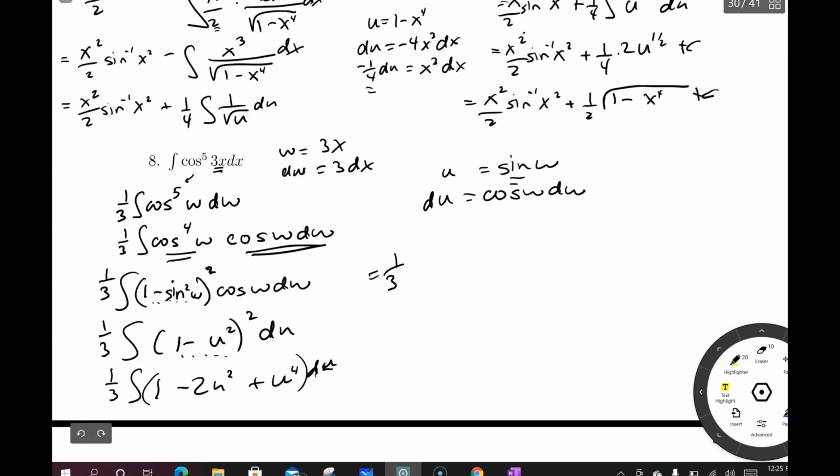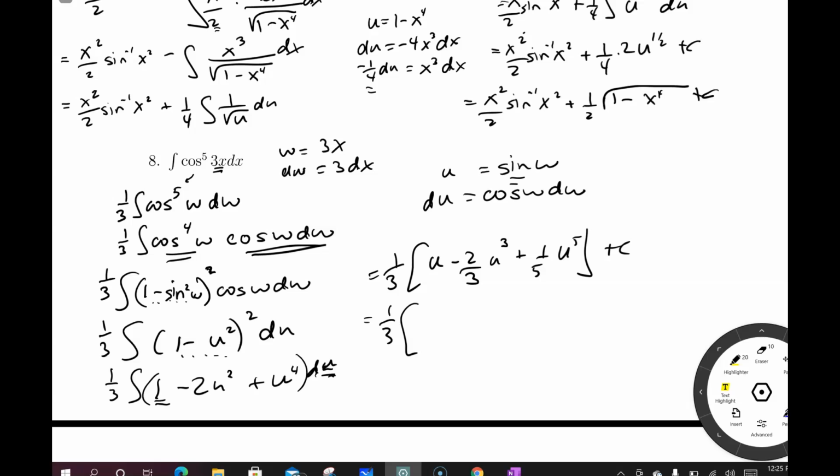So carry the 1/3. So integral of 1 in u land is u minus 2/3 u cubed, 1/5 u to the 5th, and then take the time to put the u's back in. So u is sine of w, so that's sine of 3x, sine cubed of 3x, sine to the 5th of 3x, plus c.